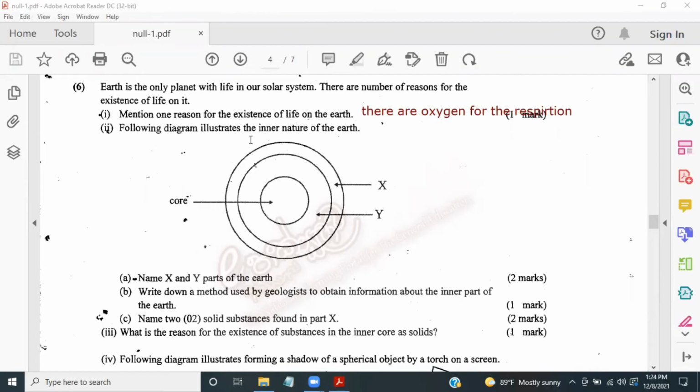The following diagram illustrates the inner nature of the Earth. Name the X and Y parts. The X part is the outermost part, the crust, and the middle part is the mantle. Write down a method used by geologists to obtain information about the inner part of the Earth: by earthquakes.